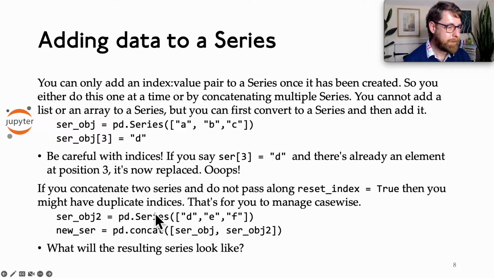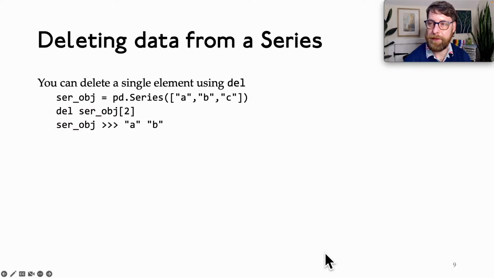Okay, so now you can probably have a look at that and think, what will that series look like? Have a think for yourself. Okay, so you can delete the data from the series. You might have even seen it in the code up there. If you just want to delete one entry, it'll delete series object 2. In this case, it will then now just have these two elements, 0 and 1, and 2 will be gone.